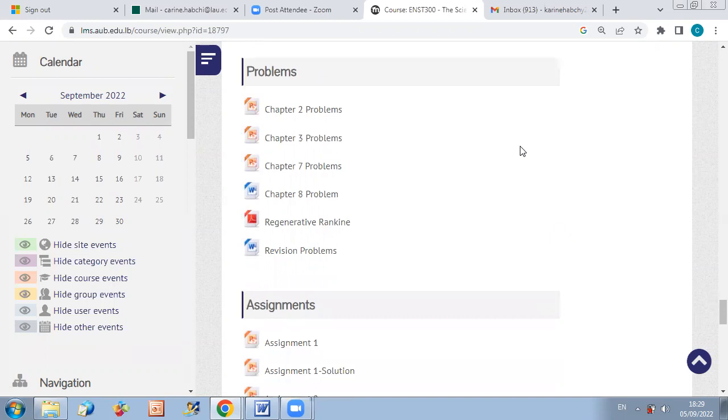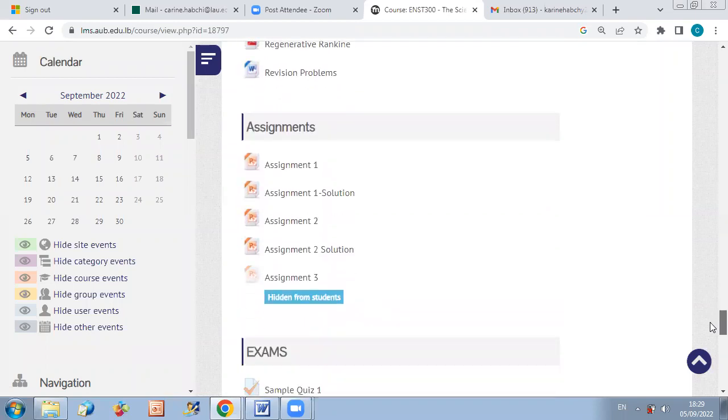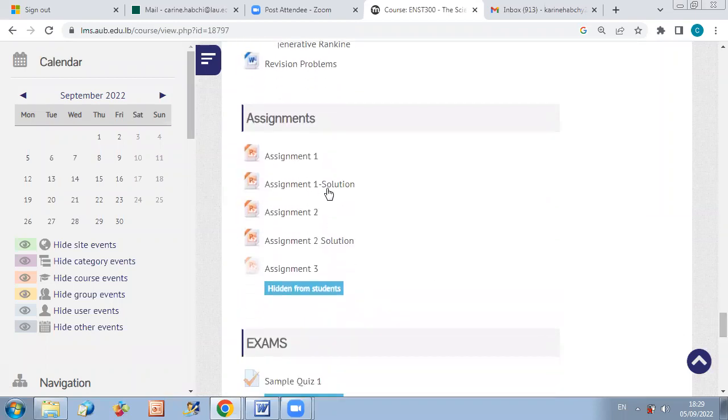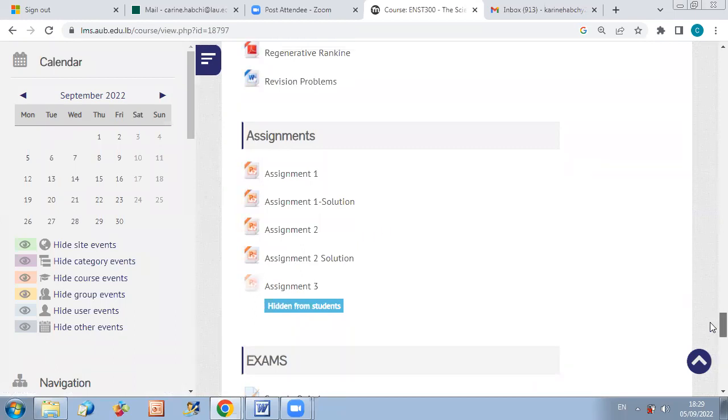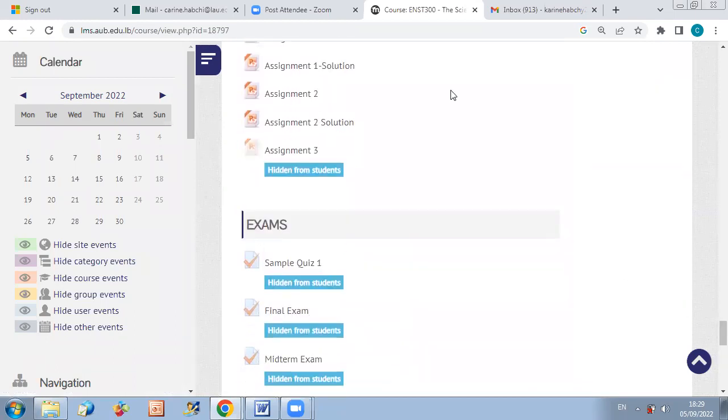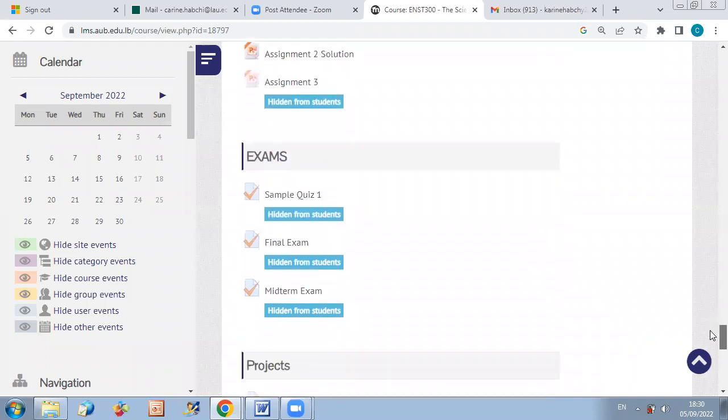Now, for each chapter, you also have a problem section where you can practice with problems related to the chapters. And after going over these problems, to make sure that you grasp the different concepts, you have the assignment section where you have several assignments on the different chapters we'll go over, with their solutions. Now, as we mentioned before, you have a midterm exam, a final exam, and a project, okay?